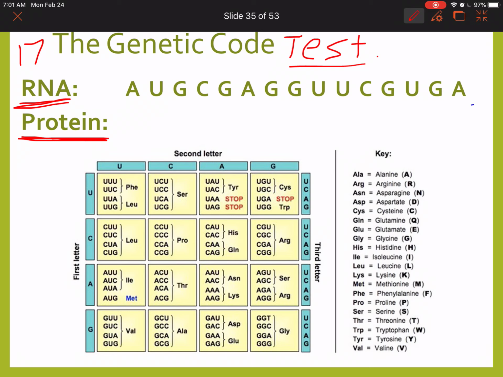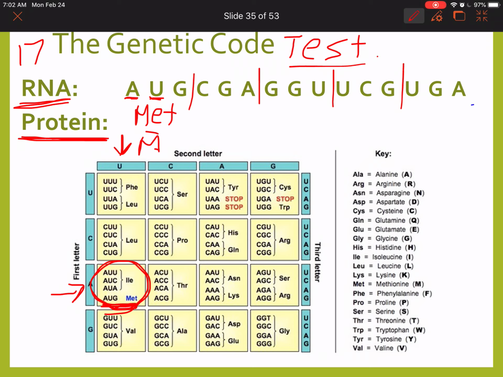First thing we want to do is divide it up into codons. So that's 1, 2, 3, 4, 5 codons. Five 3-letter words. And then we're just going to take each codon one at a time. So first letter is A. Second letter is U. That's going to put me right here in this box. And if it isn't our old friend, AUG, Met. One-letter abbreviation, M.